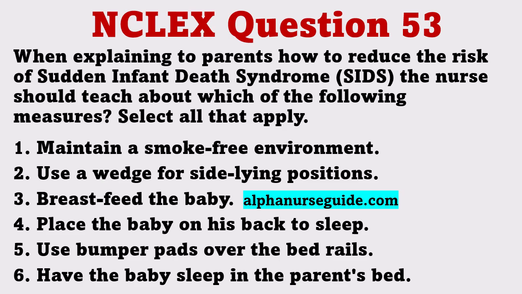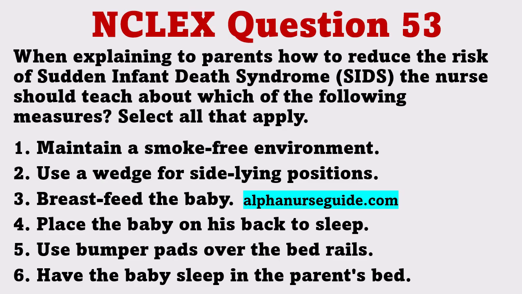When explaining to parents how to reduce the risk of sudden infant death syndrome, the nurse should teach about which of the following measures. Select all that apply. 1. Maintain a smoke-free environment. 2. Use a wedge for sideline positions. 3. Breastfeed the baby. 4. Place the baby on his back to sleep. 5. Use bumper pads over the bed rails. 6. Have the baby sleep in the parent's bed.